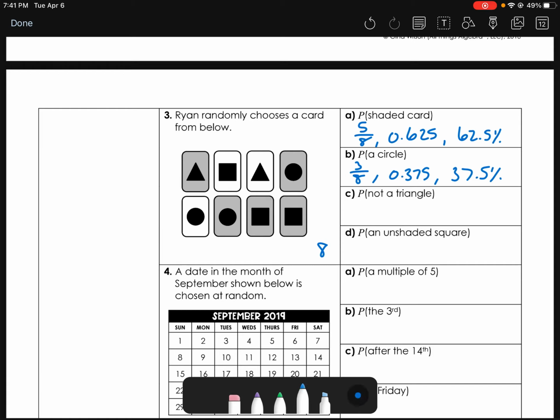C, the probability it's not a triangle. That one's not a triangle, not a triangle, not a triangle, not a triangle. That is 6 times. So I would have 6 out of 8, which I can take a 2 from the top and bottom and give me 3 out of 4. If I divide 3 and 4, I get 0.75. And then moving the decimal place over 2 times, 75%.